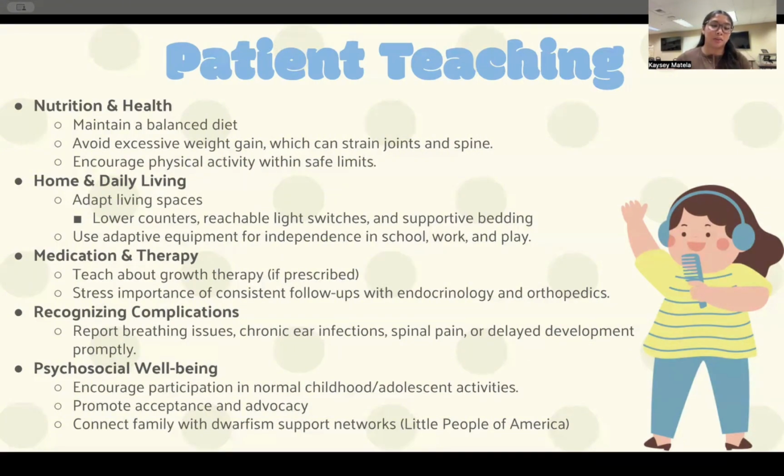For medication and therapy, teach about growth therapy if prescribed, and stress the importance of consistent follow-ups in endocrinology and orthopedics. And to recognize complications, report breathing issues, chronic ear infections, spinal pain, or delayed development promptly. And lastly, psychosocial well-being. Encourage participation in normal childhood or adolescent activities, promote acceptance and advocacy, and connect family with dwarfism support networks, such as Little People of America.